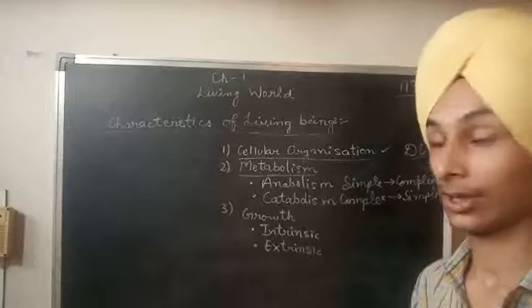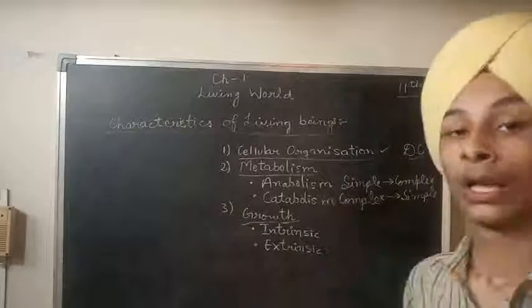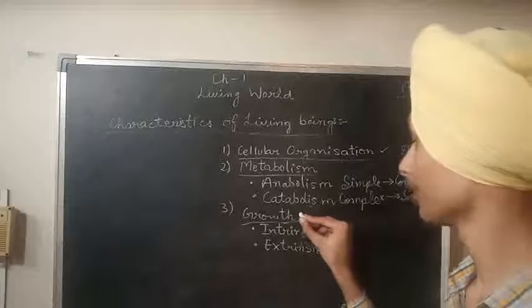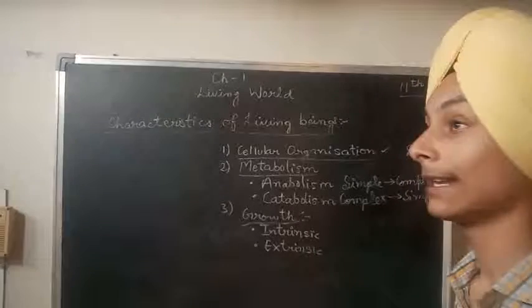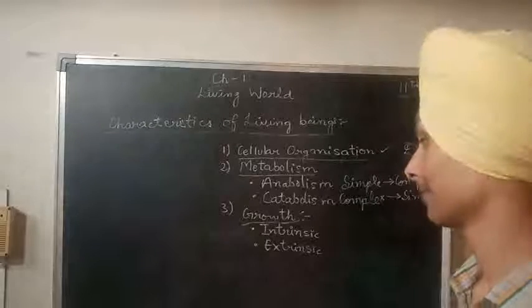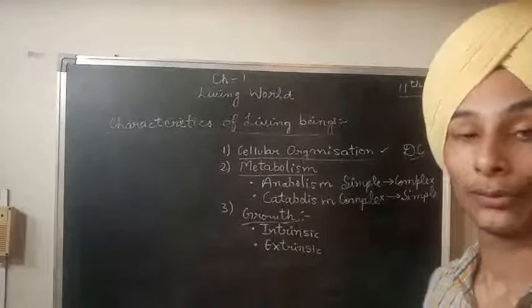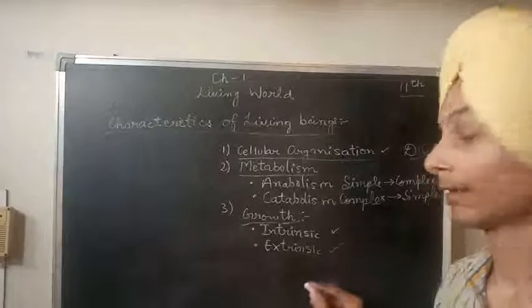Our next feature is growth. Growth is generally based upon two twin features, that is increase in cell number and increase in cell size. Growth is of two types, that is intrinsic and extrinsic.